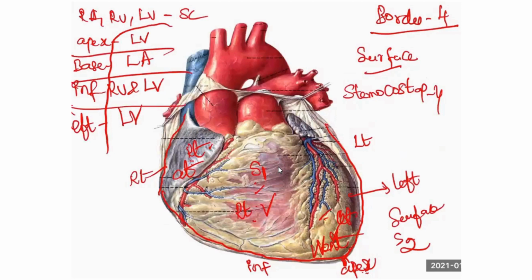Any doubts on this? This is very easy. This one picture will tell you everything. How many borders? Superior border, right border, left border, inferior border. 4 borders. How many surfaces?